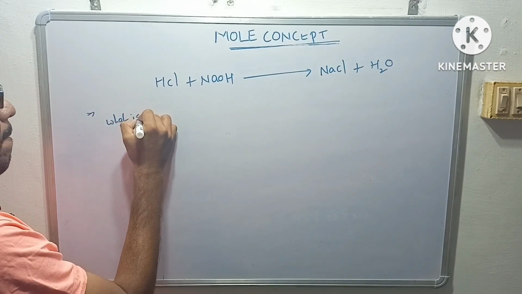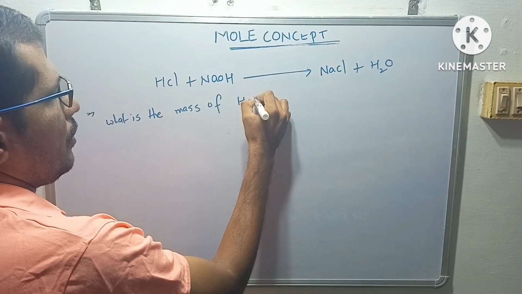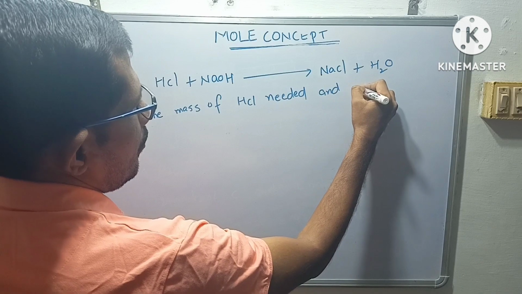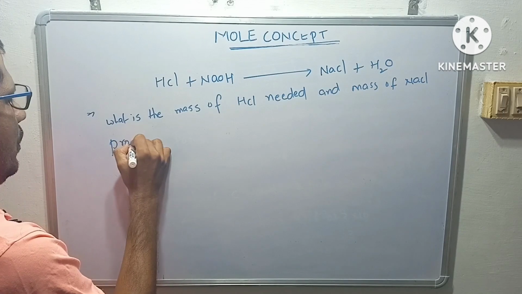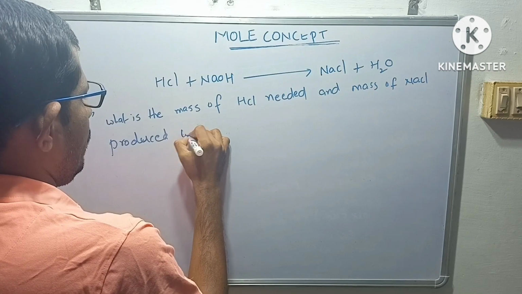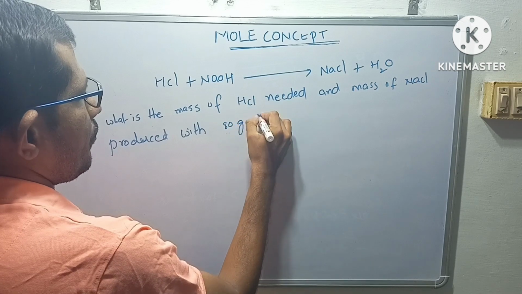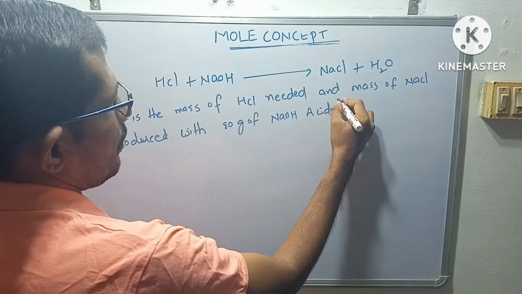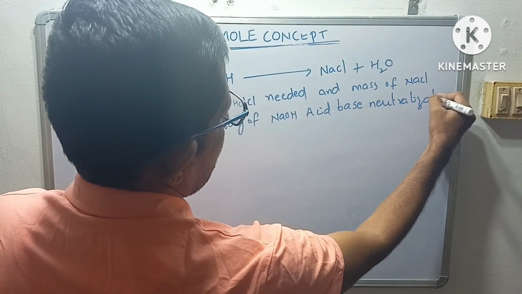What is the mass of HCl needed and mass of NaCl produced with 80 grams of NaOH, acid base neutralization reaction.